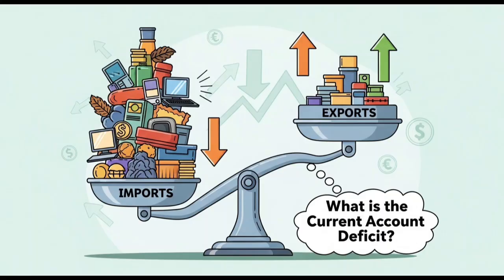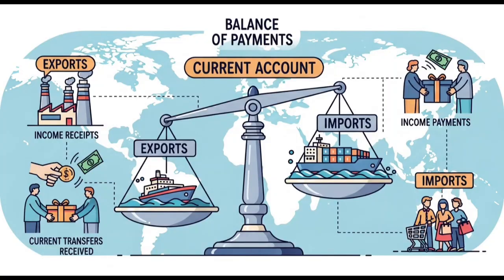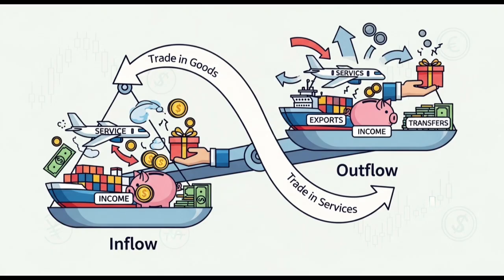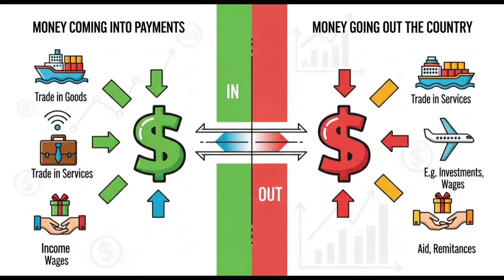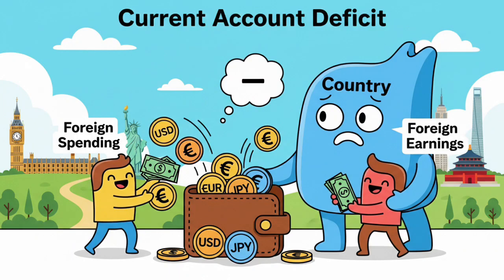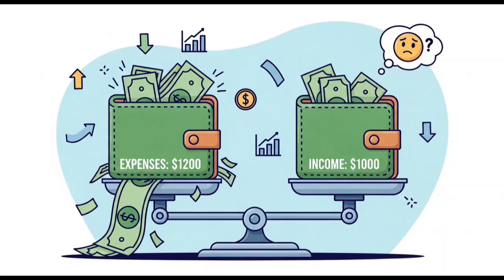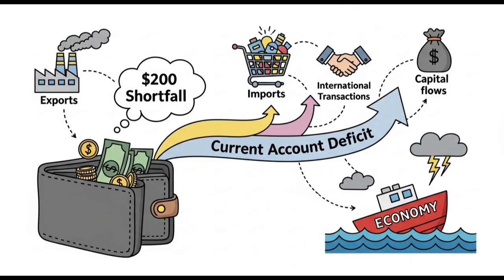What is the current account deficit? The current account is a part of a country's balance of payments. It records money coming into the country and money going out due to trade in goods, trade in services, and income transfers. A current account deficit happens when a country spends more foreign money than it earns. Let's make it easier. Imagine your monthly expenses are $1,200 and your monthly income is $1,000. You're short of $200. That shortfall is like a current account deficit.